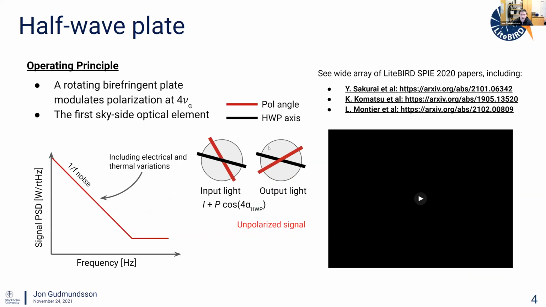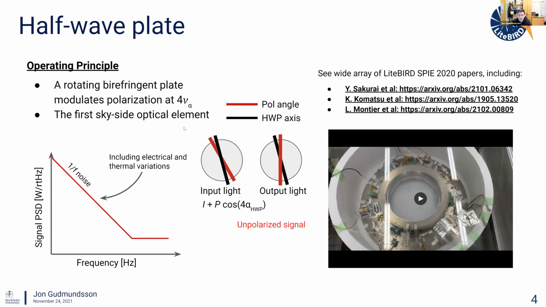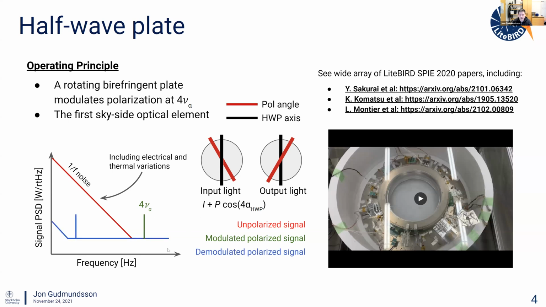So this slide here is just to emphasize the point that once you spin your half-wave plate, you're actually modulating the polarization at 2 times, or actually 4 times, the spin frequency of the half-wave plate. And so if you have a 1/f thermal noise component, which is essentially unpolarized, which is swamping the polarized signal that you're trying to study, if you spin your half-wave plate, you'll be modulating that signal at 4 times the spin frequency. And using proper analysis, you'll be able to demodulate that signal and get the time stream that represents the polarized signal on the sky.